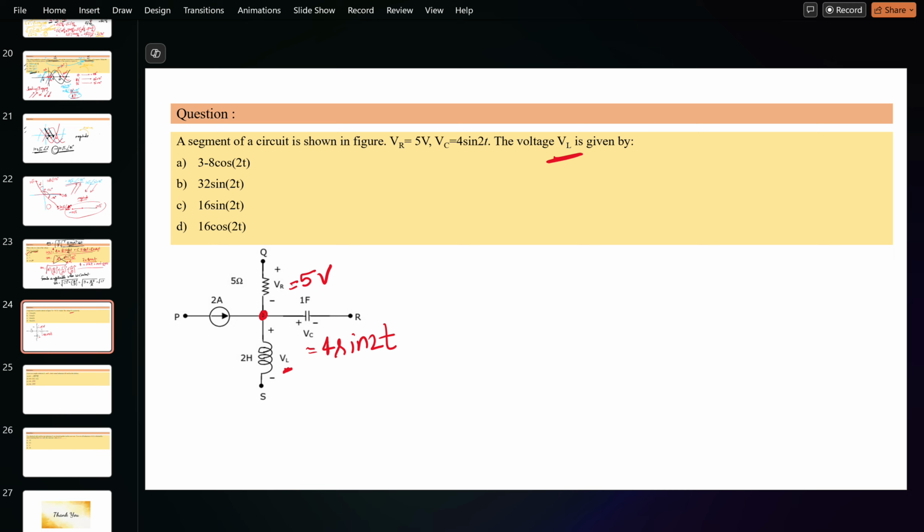An important hint: apply the KCL here. You will get the answer.